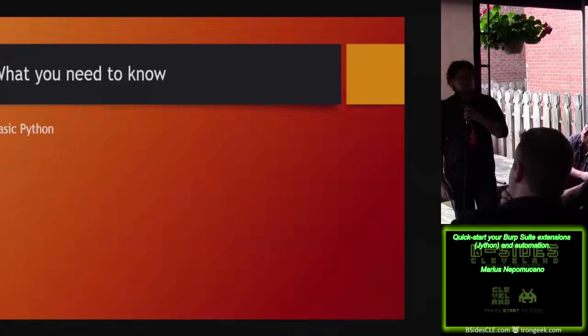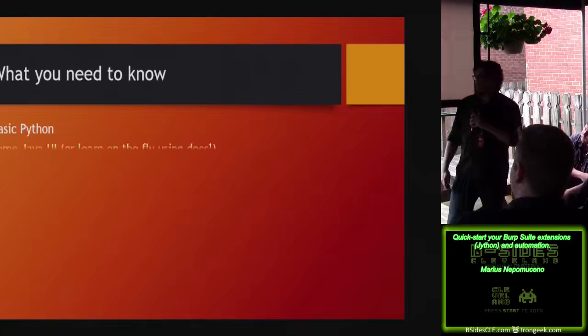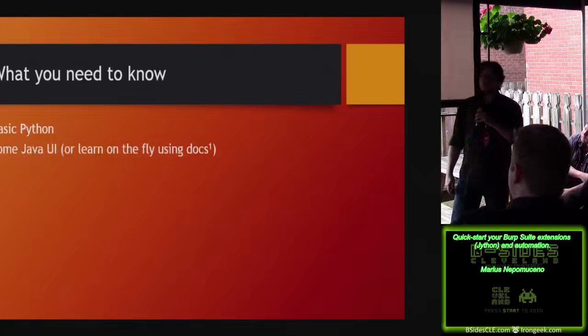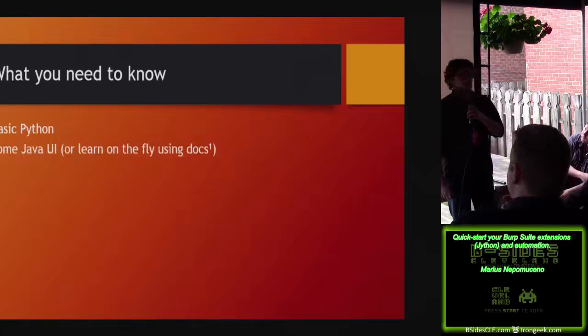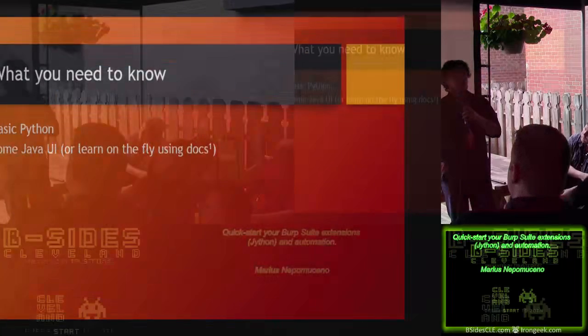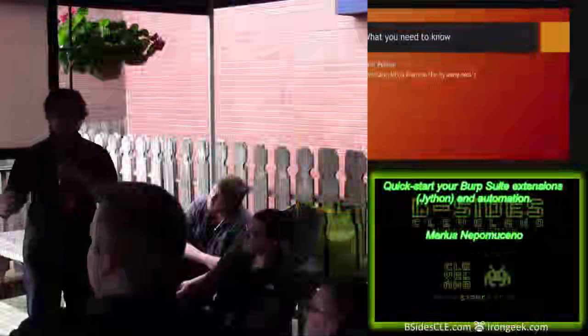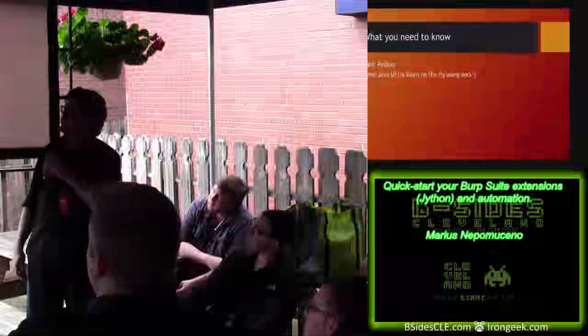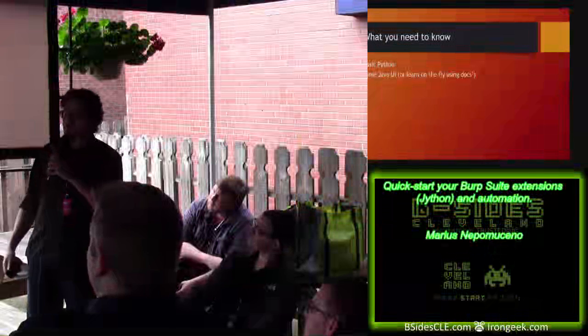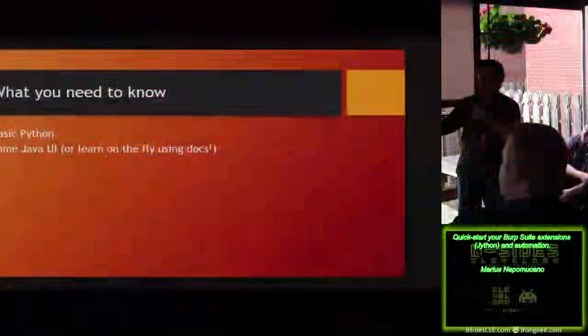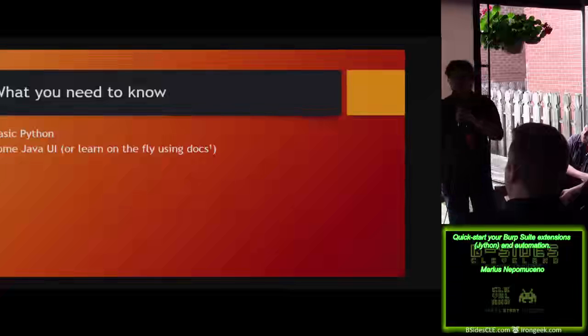And here's some things you need to know for this. Some basic Python. Not too much, just kind of what it is, how to define some functions and things like that. Some Java UI stuff, kind of optional, but if you want to include UI elements into your Burp Suite extensions, you will need to get some Java syntax in there. You can learn on the fly as you're doing your extensions, or you can go and reference the docs.